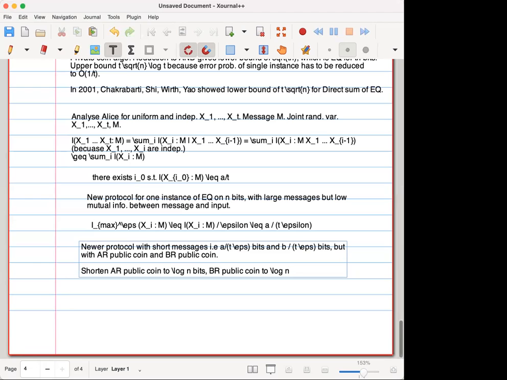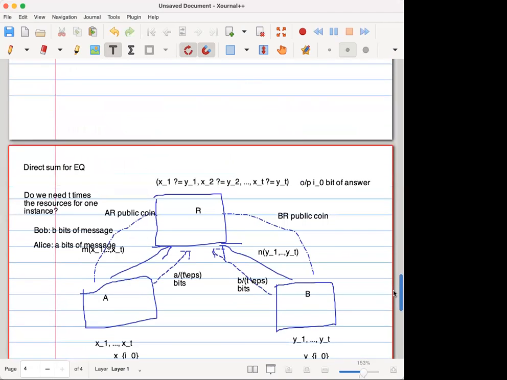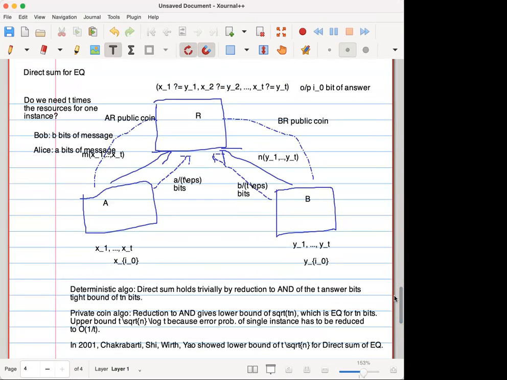So how is that done? This is again a standard technique. It was first done by Newman in 1991, but it's just Chernoff. Once you get the realization, it's quite easy. So what is the idea? I want to shorten this public coin. Let's say the public coin is huge, no idea how big it is now. Remember, message compression had a huge public coin.